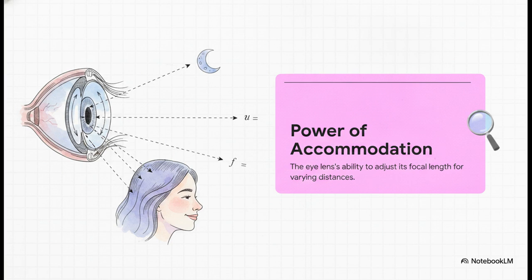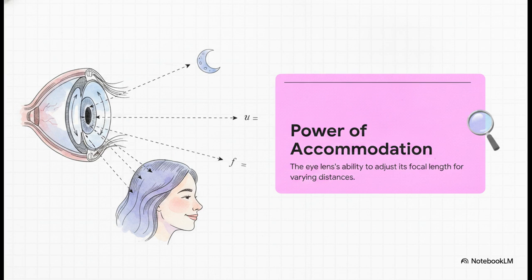Think about the physics of a lens for a second. The distance between your eye's lens and your retina, where the image absolutely must land, is fixed. It physically cannot change. However, the distance of the objects you're looking at in the real world is constantly changing, right? One second you're looking at your phone right in front of you, and the next second you're looking at the moon in the sky.